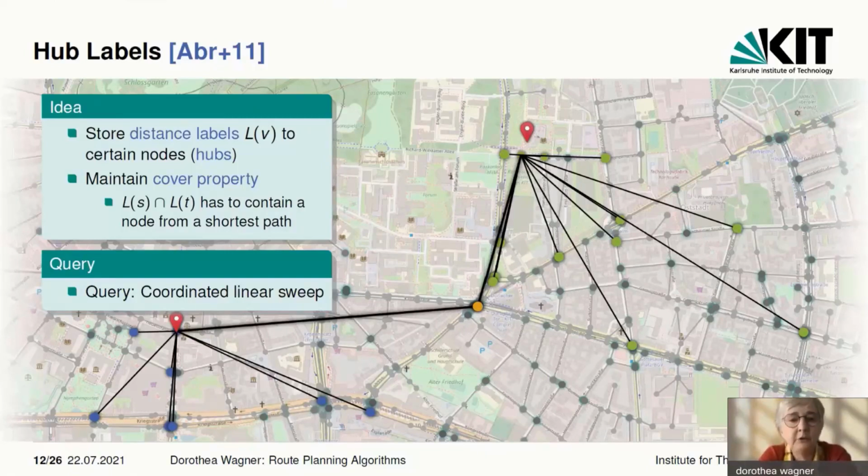Which means, in other words, that we have these labels for all nodes. A query can be answered just by one coordinated linear sweep through this intersection, this set of nodes that lie in the intersection of the two sets of labels. Now, how to come up with these labels or hub nodes, that's another question, a question I will answer later.